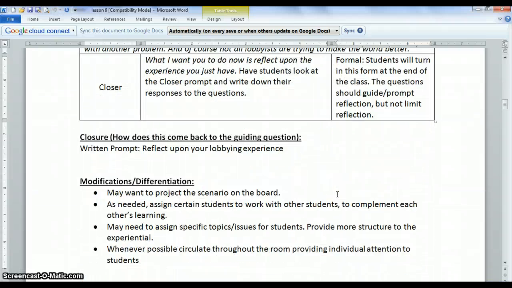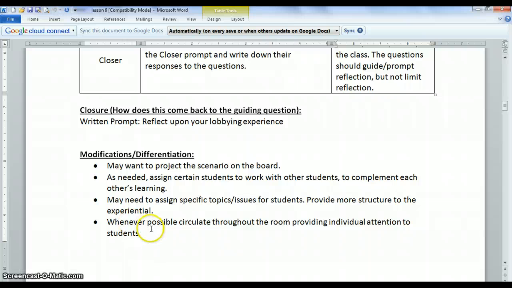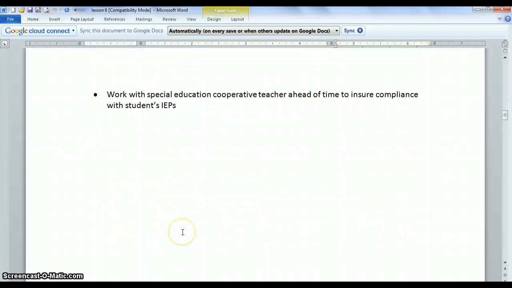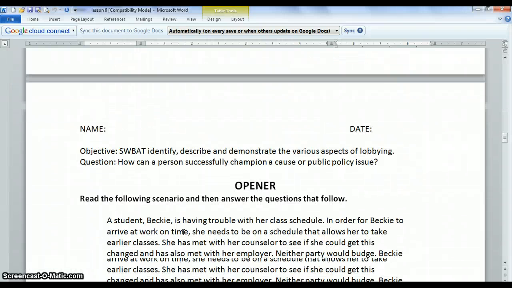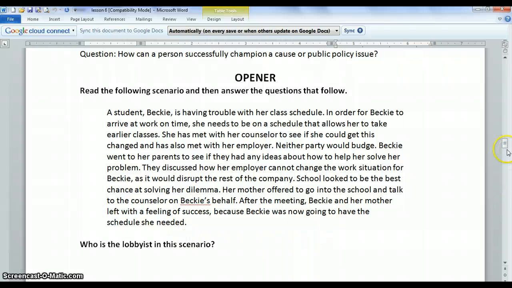I'm trying to think if there's anything else. I did have a couple modifications, mostly having to do with grouping and whatnot. The idea was essentially to pair students up of different abilities to help complement one another, and then of course work with the cooperative teacher for any IEPs. So that is the lesson itself in a nutshell.